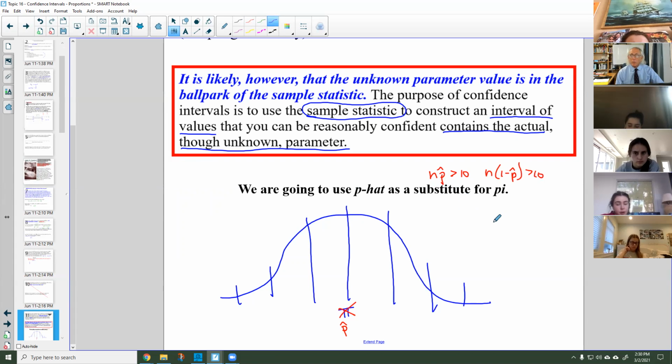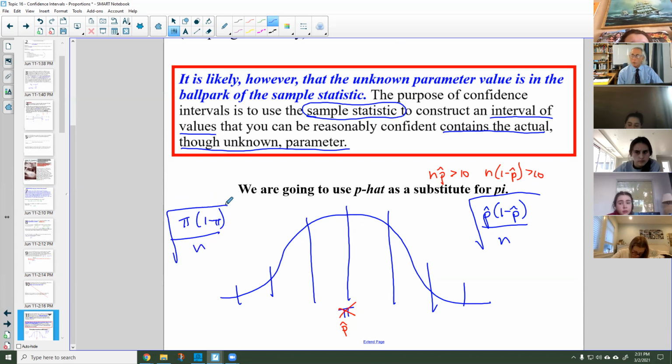I'm going to calculate my standard deviation by going p hat times 1 minus p hat divided by n and taking the square root. Doesn't that look familiar to you? Does that look anything like pi times 1 minus pi divided by n and taking the square root? Yes? Looks similar. This gives me something that, for right now, we'll think of as standard deviation. It's actually called the standard error.